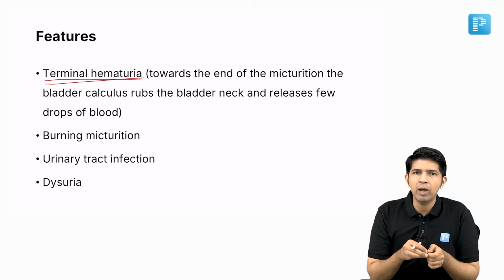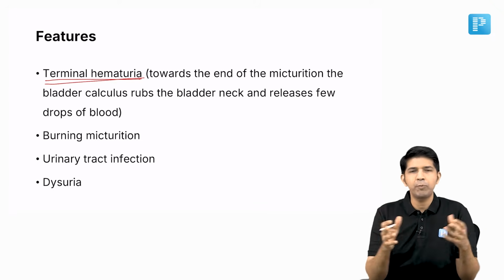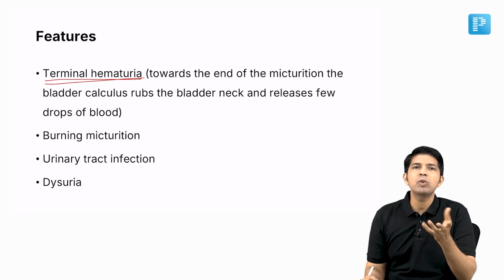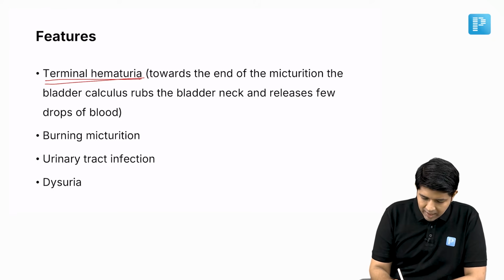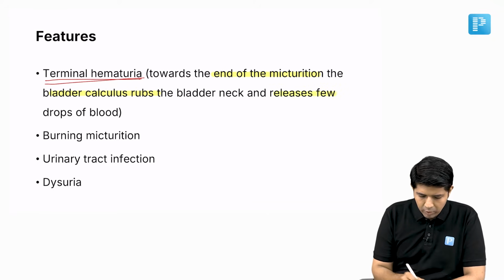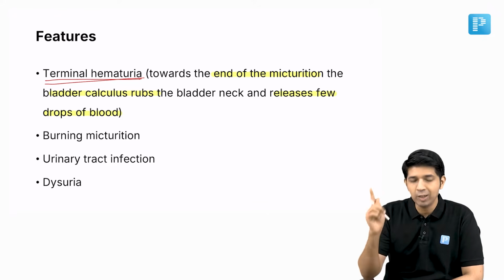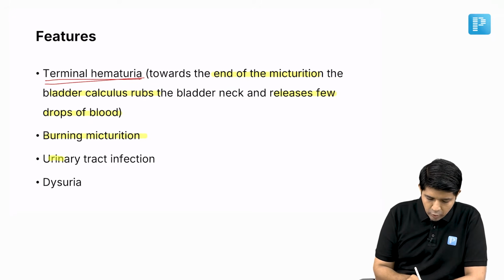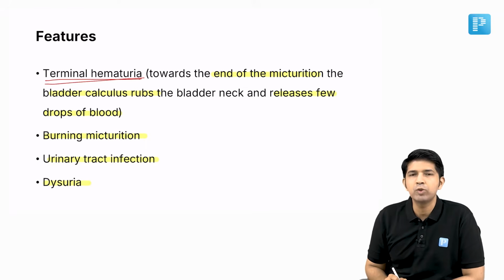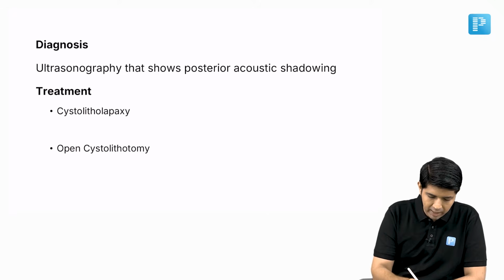That is when it causes bleeding. So if the bleeding has to happen, the bladder must be empty. If the bladder is filled with urine, the stone will keep floating or moving here and there, so it won't cause much damage or scratches. Okay, so remember, at the end of micturition, the bladder calculi will rub the bladder neck, and thereby you will have a few drops of blood that come out. That's why you'll have the blood at the end of the micturition. Apart from that, they can have burning micturition, urinary tract infection, or dysuria.